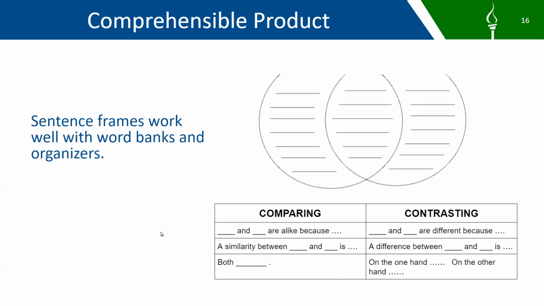Another great thing that you can do with sentence stems and sentence frames are these comparisons or contrasts. You could use a T-chart or you could use a Venn diagram like this. In comparison, they can say this and this are alike because, and they know they're going to be talking about the things in the middle, or the similarity between this and this are those things in the middle. And then they can know that the things that are contrasting, this and this, are different because. So giving them those extra words can sometimes be helpful for them to explain things like these graphic organizers.